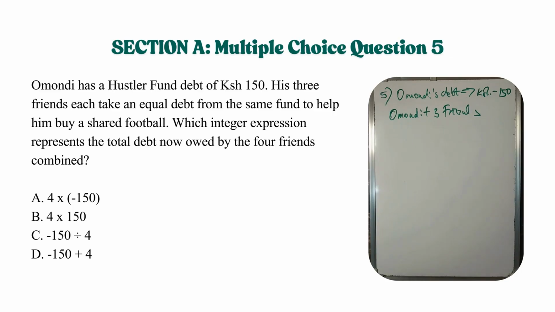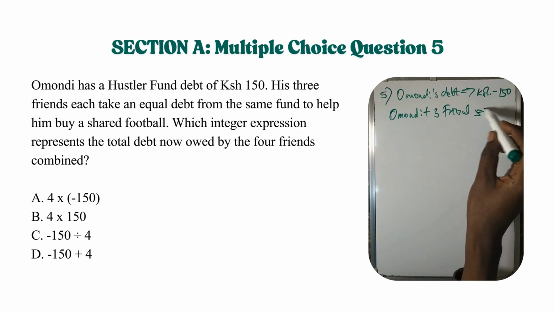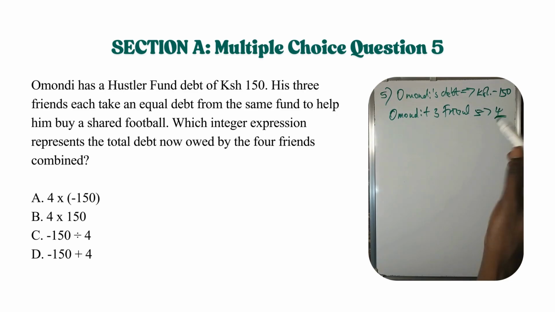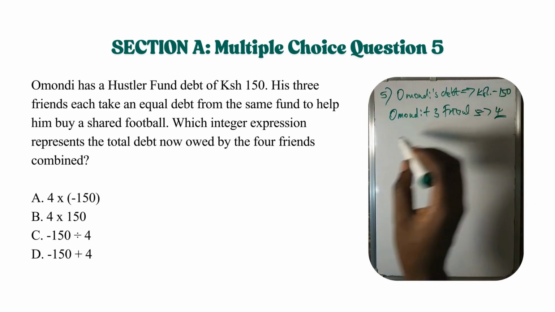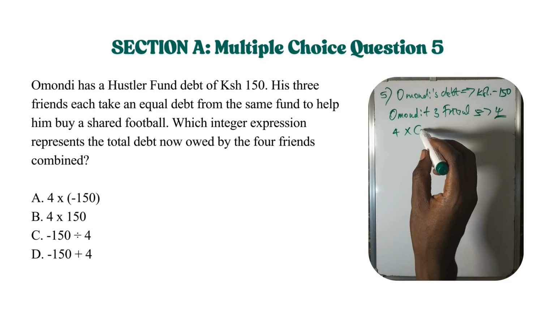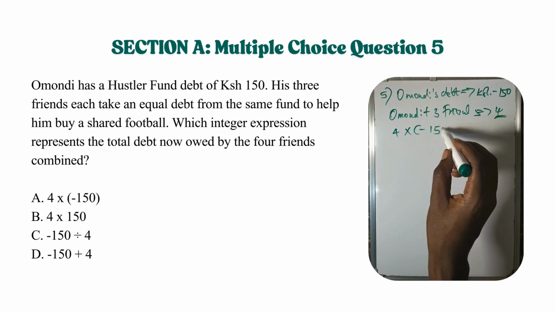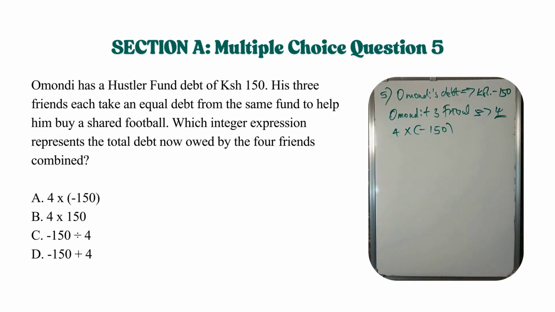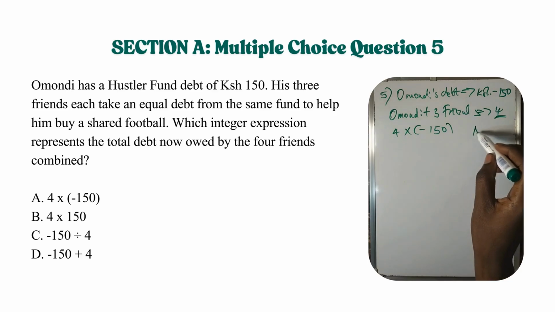So to find the total, we just multiply. These are 4 people. To find the amount of debt, we multiply by the debt. It will be 4 times the debt. The debt is a negative. So our answer will be 4 times negative 150. And that is choice A.